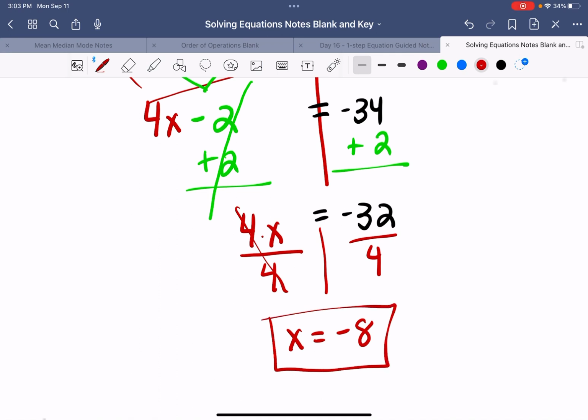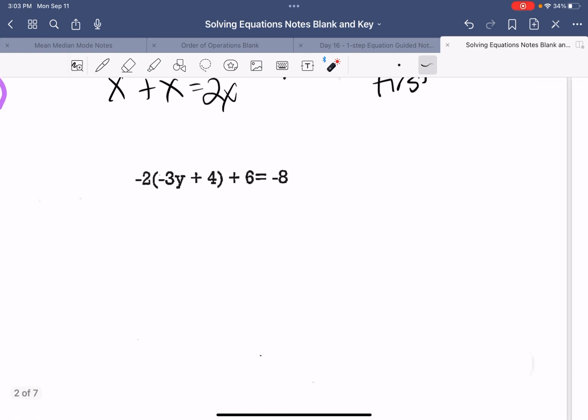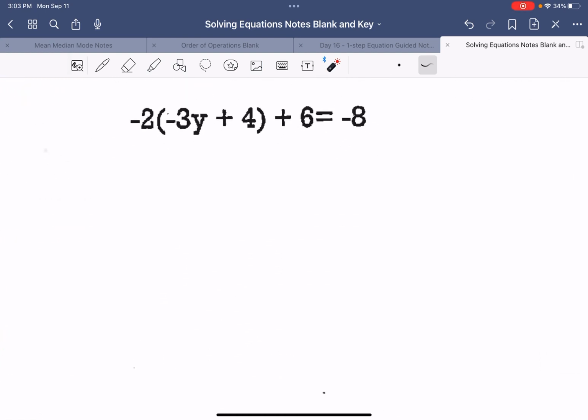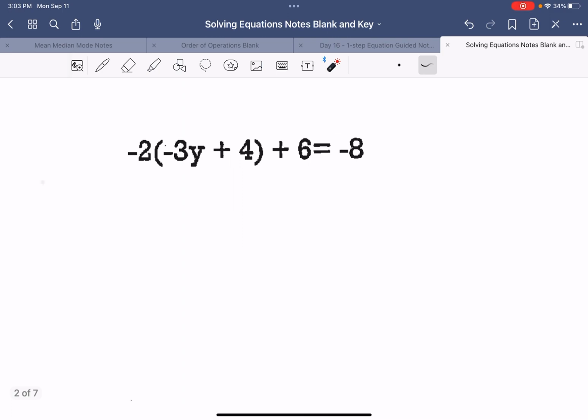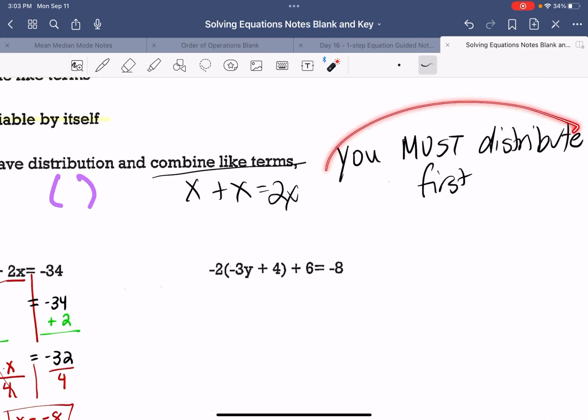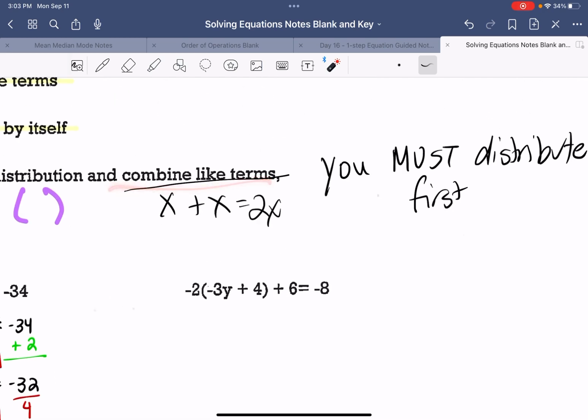If you have questions on how I got that, let me know. But the important piece is making sure you're combining the appropriate like terms at the beginning, then doing your two-step equation. Now, if we have distribution, you see it? We have parentheses here. We first have to distribute. Remember, the rule is you must distribute first.